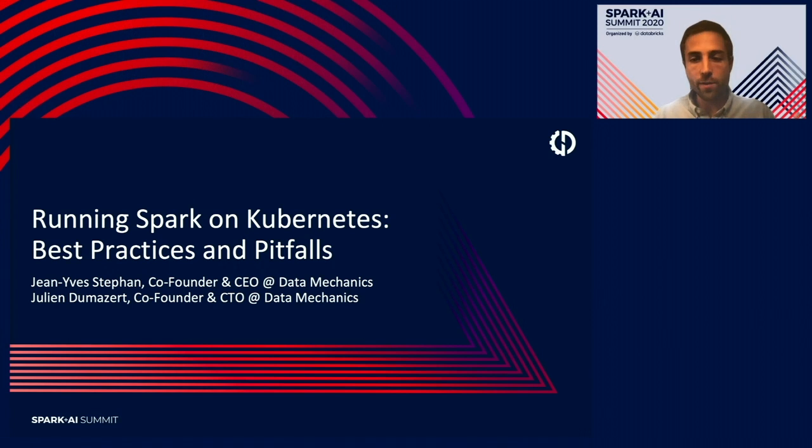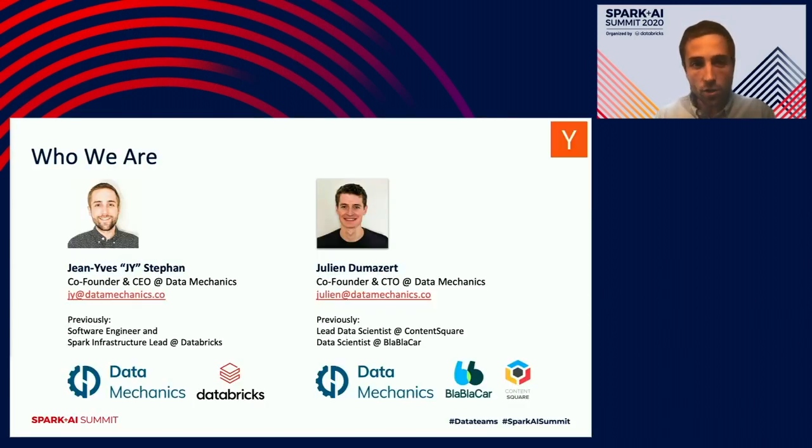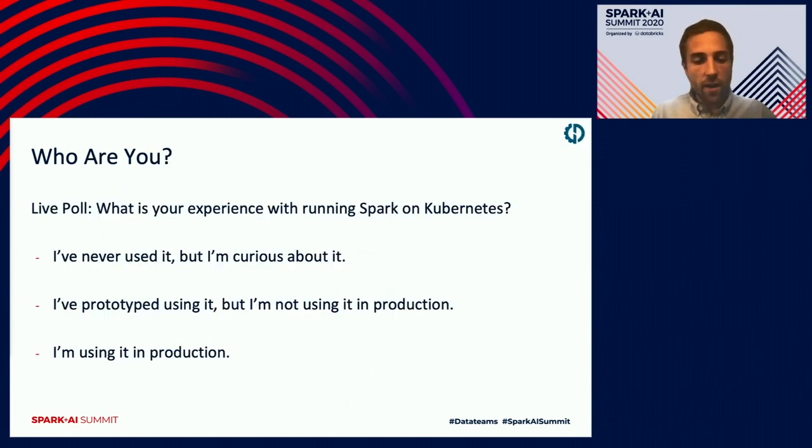So first, a few words about who we are. We're JY and Julien, the co-founders of Data Mechanics, a Y Combinator-backed startup building a very easy-to-use Spark platform. I'm JY. I previously worked as a software engineer and Spark infrastructure lead at Databricks. And Julien, our CTO, previously worked as a data scientist and data engineer at Content Square and BlaBlaCar. So I have more expertise with Spark on the infrastructure side, and Julien has expertise with Spark as a user on the application side.